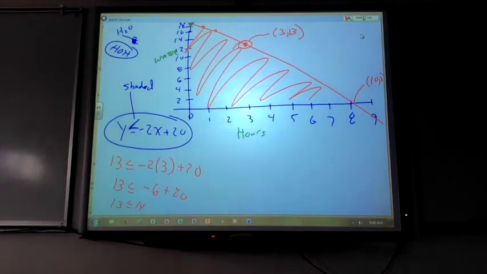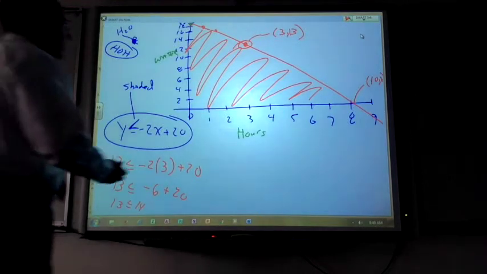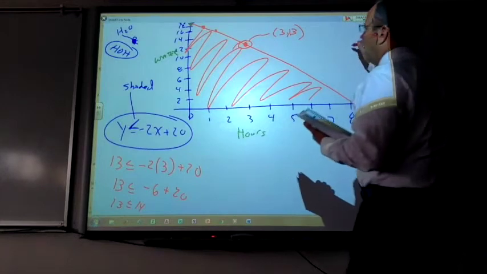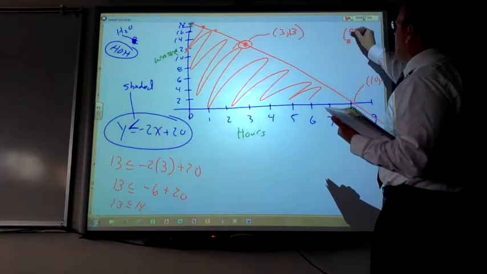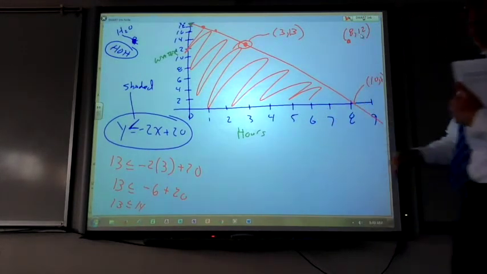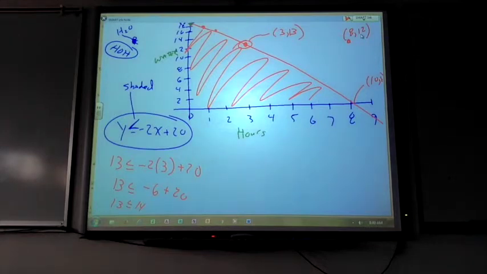Is the ordered pair 8, 12? I don't know. I might not have drawn it perfectly, but I think 8, 12 is definitely outside of the region. Nah. I might be wrong. If we weren't quite sure, I'd plug 8 in for X, I'd plug 12 in for Y. It's probably going to give us a false statement.